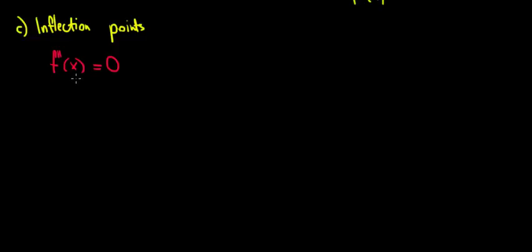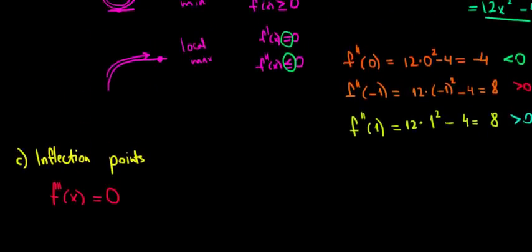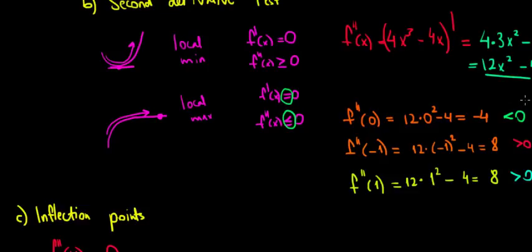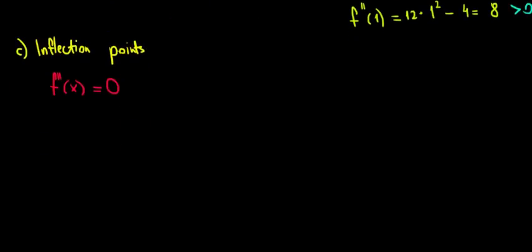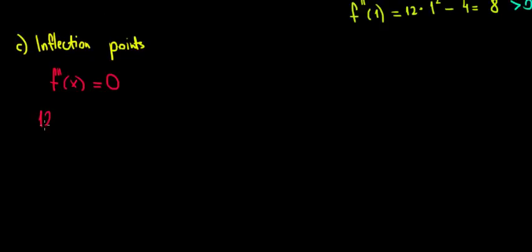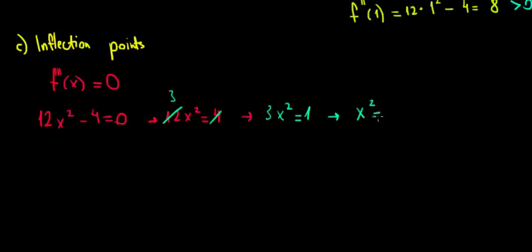So first step, let's make the second order derivative equal to 0. We already calculated it, and that was equal to 12x squared minus 4. So we must make 12x squared minus 4 equal to 0. That means that 12x squared is equal to 4. 12 and 4 cancel out, so we have 3x squared equals 1. Divide both sides by 3, we have x squared equals 1 over 3, and because we have the power of 2, the results would be either plus or minus square root of 1 over 3.